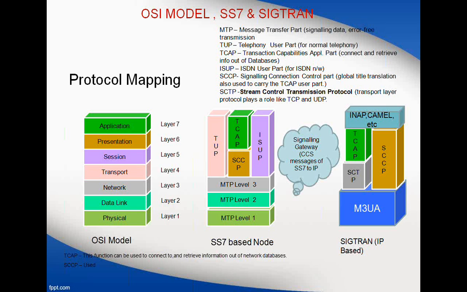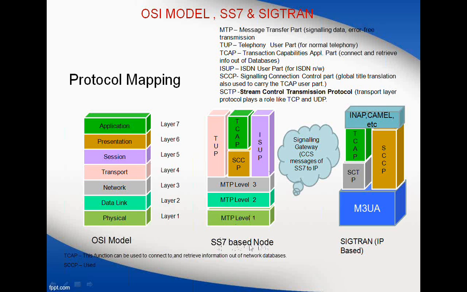SS7 is nothing but the common channel signaling, which we used to call CCS. Later it was transformed to CCS7, and we used to call it SS7. So I'm mapping this SS7 based node with respect to the OSI model. As we know what each and every layer in our OSI model does, we need to map it exactly with respect to SS7.